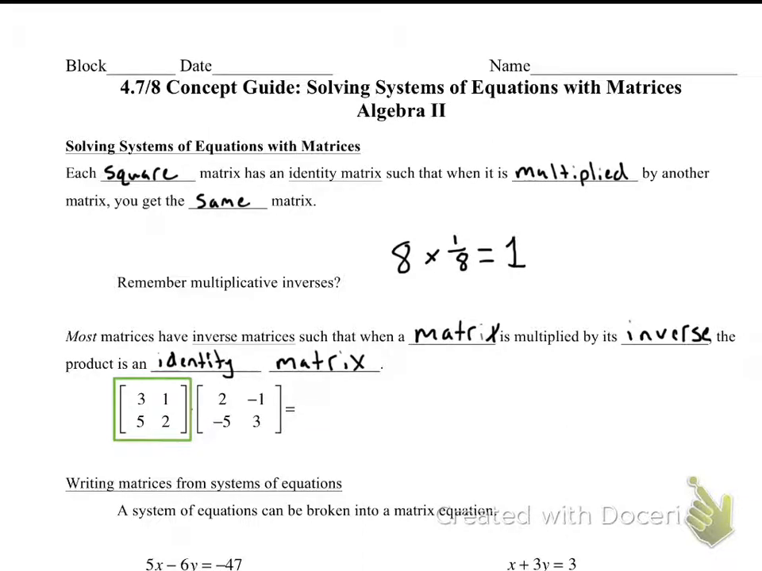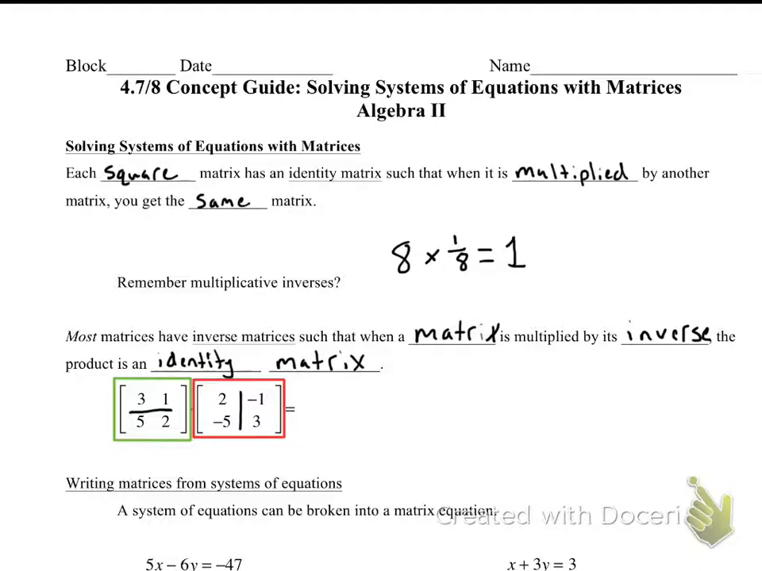Well, the matrix 3, 1, 5, 2, its inverse is right next to it. It's 2, 3, negative 1, and 5. As you can see in the green box, the 3 and 2 have been flipped in the red box, and then the 1 and the 5 have been multiplied by negative 1. To the left, I wrote that down. You see M to the negative first power. Anything to the negative first power is the inverse of that.